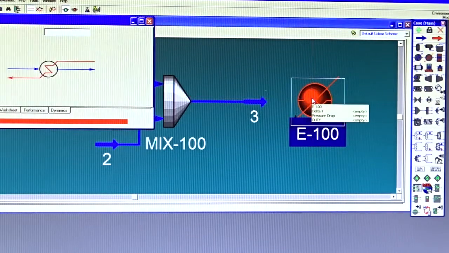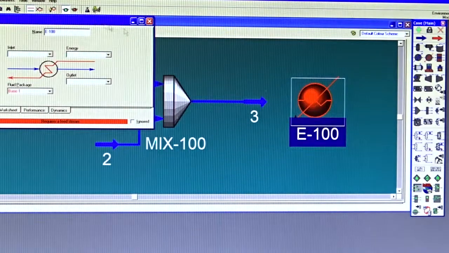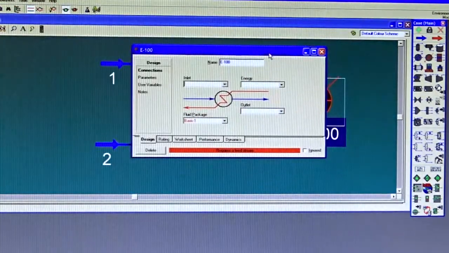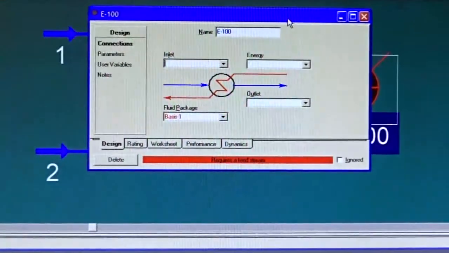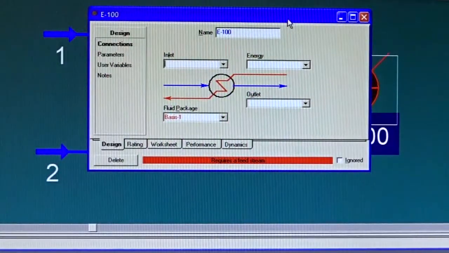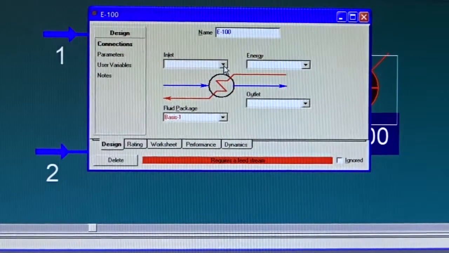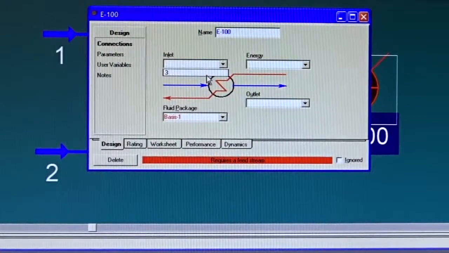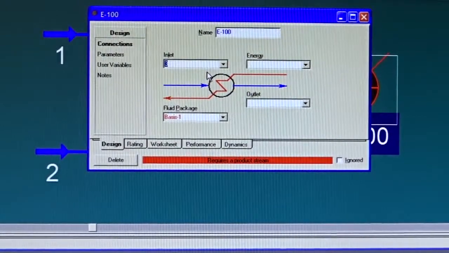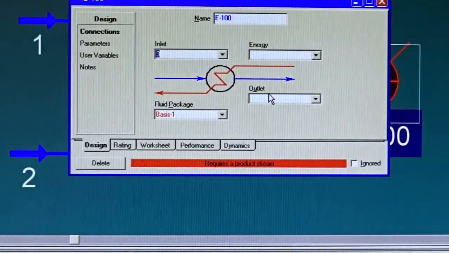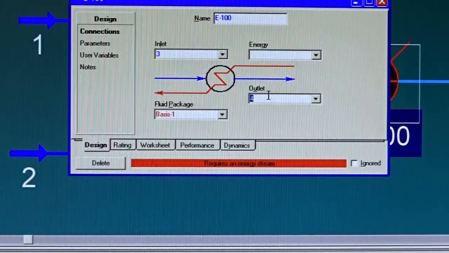What I need to do is double click on the heater to arrive at the design tab for that heater, and notice it tells me what is the inlet of that heater. The inlet of the heater is stream 3, which is the outlet from the mixer. Okay, and the outlet I'm going to call it 4.